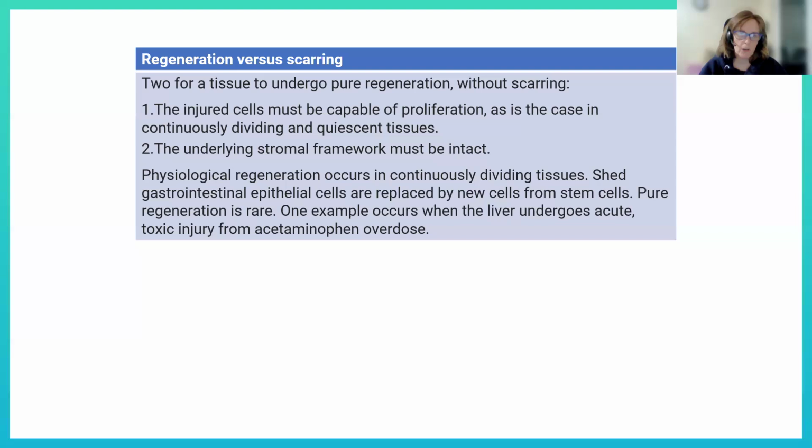And for tissue to undergo regeneration without scarring, two things need to be happening. The injured cells must be capable of proliferation, so this making new cells, as is the case in the continually dividing tissues such as the skin or other epithelial tissue, or the quiescent tissues that can be stimulated to go into that cell division mitosis phase. And there must be an underlying framework intact.